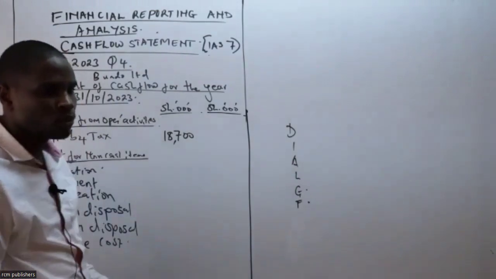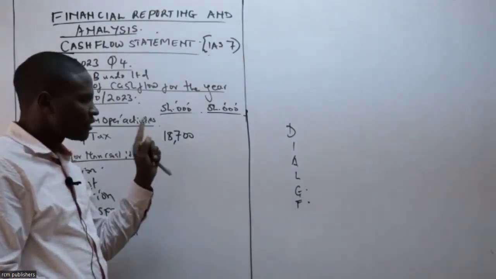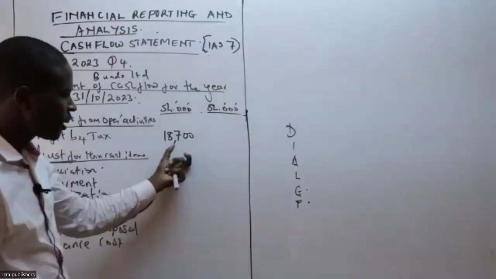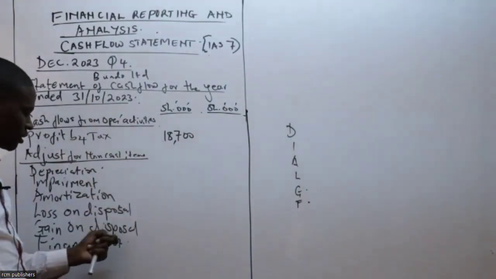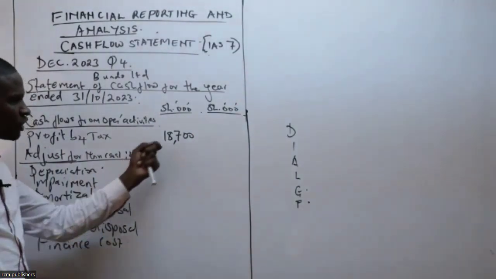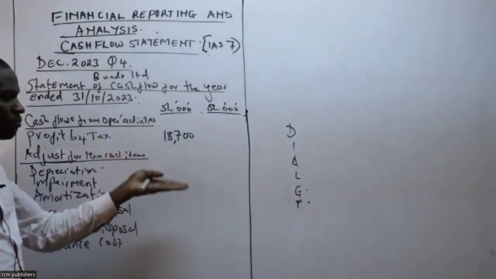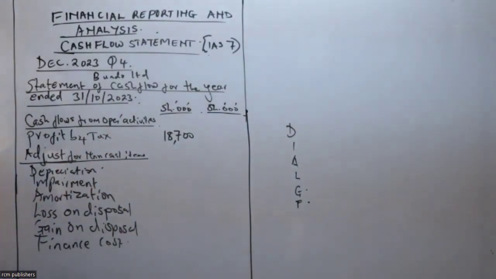This is the profit that we want to adjust. Whatever happened for us to arrive at this profit, we first of all have to check whether there is an item that was involved here. When you check at our profit, above our profit before tax, can you see any item that is reflected here?